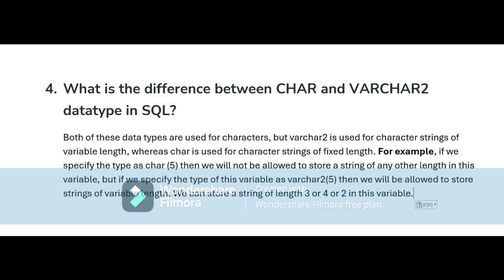For example, if we specify the type as char of 5, then we will not be allowed to store a string of any other length in this variable. For example, you cannot insert a value which has a length of 3 or 2. But if you specify the type of this variable as varchar2 of 5, then we will be allowed to store strings of variable length from 1 to 5. We can store a string of length 1, 3, 4, up to 5.